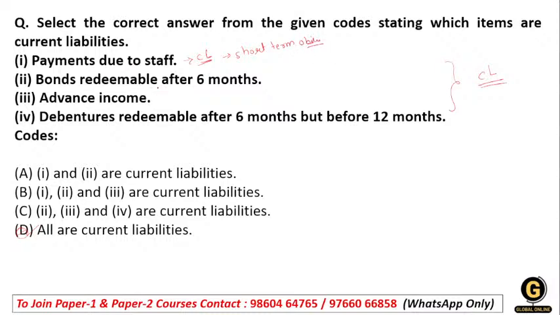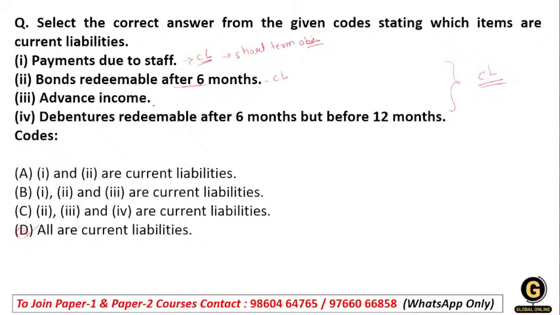Then bond redeemable after 6 months. This is also your current liability, because since the bonds are payable within the year, they are considered current liability. This is happening after 6 months but within the current year, so that's why this is your current liability.